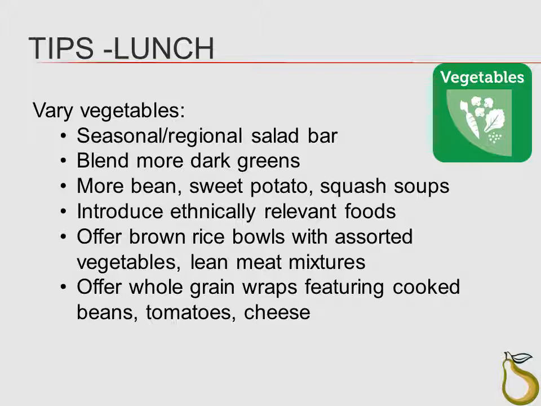Vary the vegetables offered during lunch. Include different colors such as dark green, red, orange, and different types of vegetables such as legumes and starchy vegetables several times a week. Create seasonal salad bar choices with a wide variety of deeply colored vegetables. Put more green in specialty salads by combining fresh spinach or romaine lettuce with traditional iceberg lettuce blends. Serve soups made with beans, cubed sweet potatoes or winter squash, and sliced carrots. Introduce culturally relevant ethnic foods featuring dried beans, peas, and lentils.